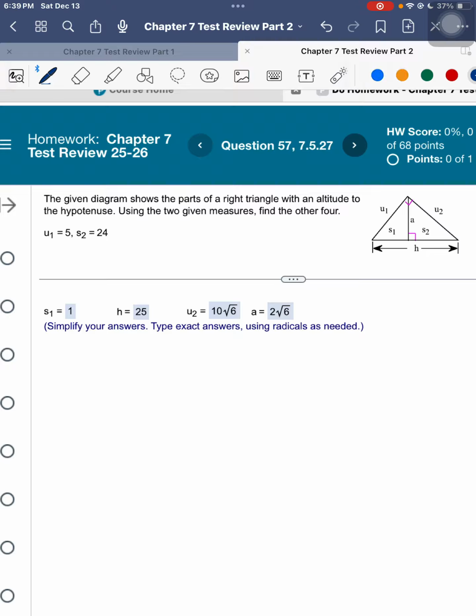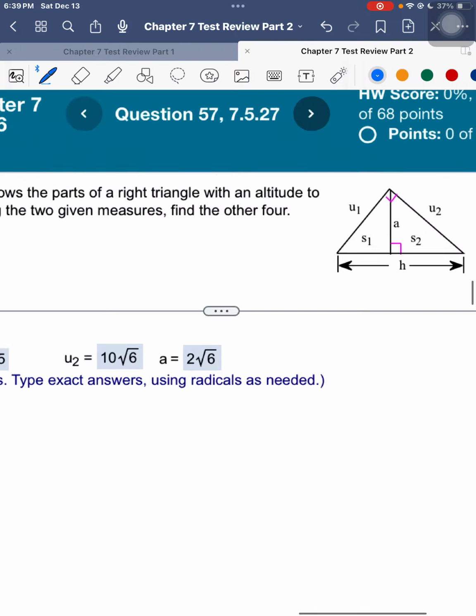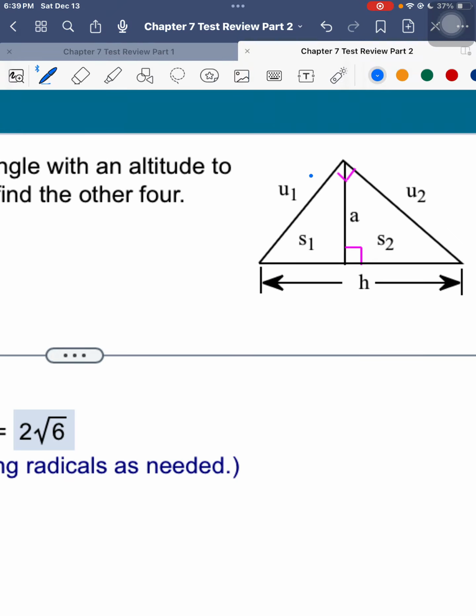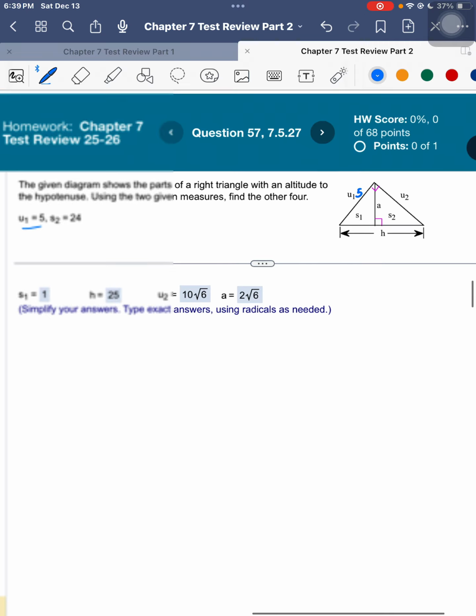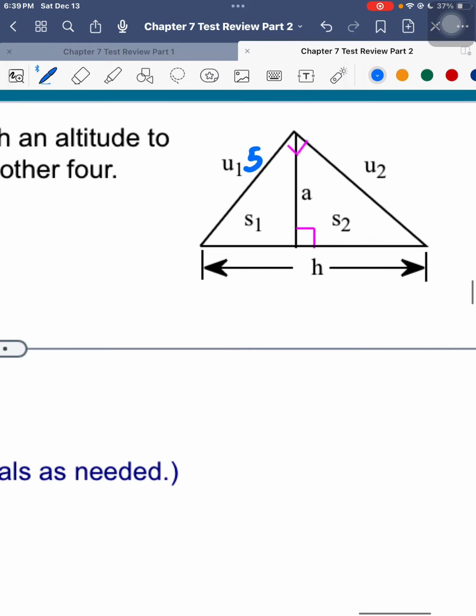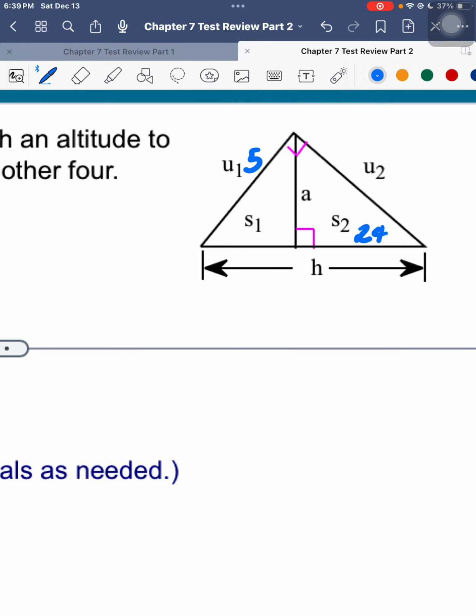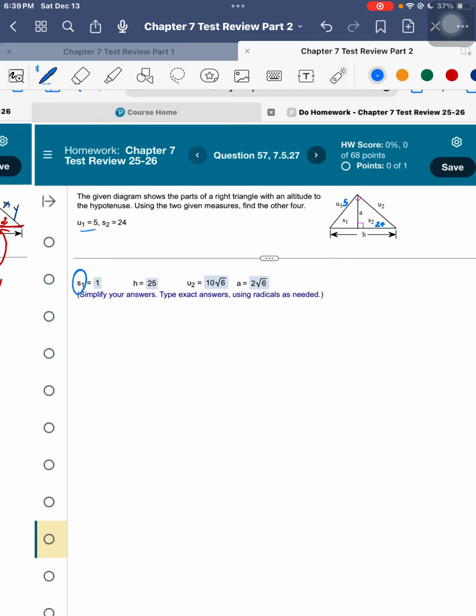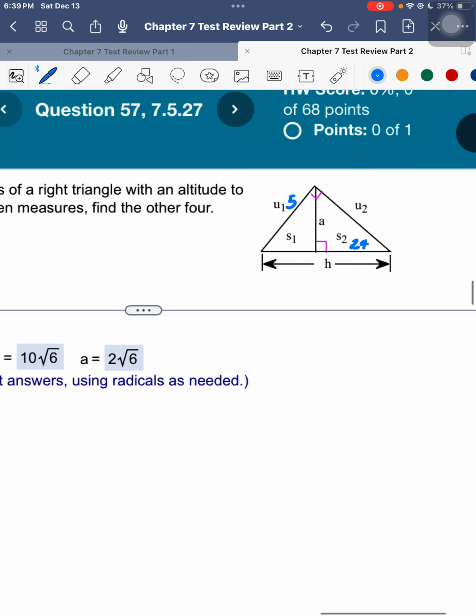Once again, we're going to label our parts. So U1 is 5. S2 is 24. Okay, so now let's find S1.